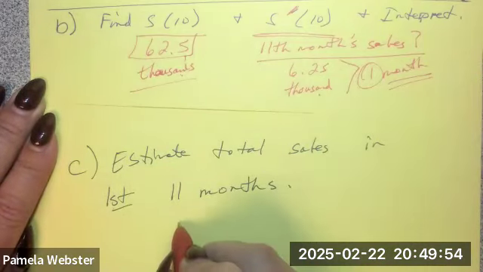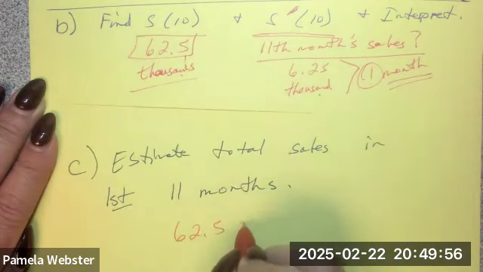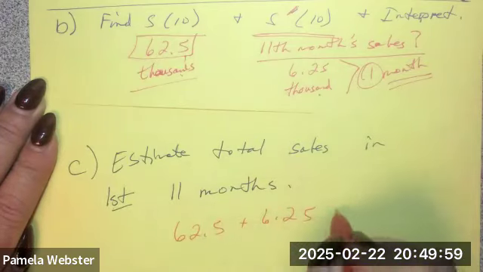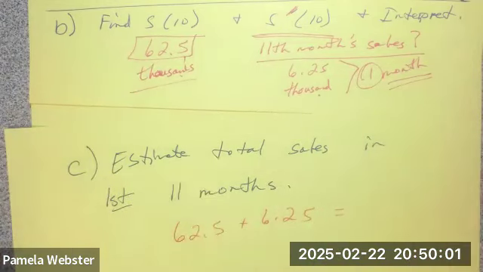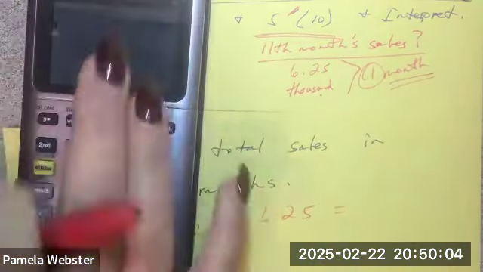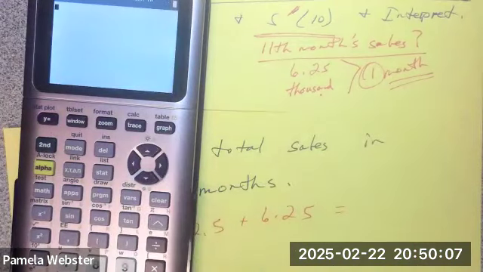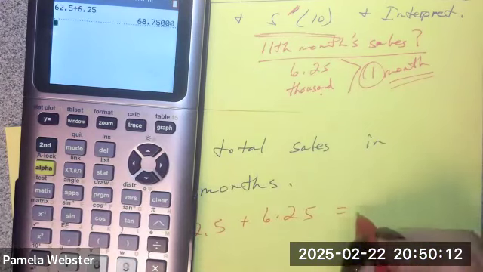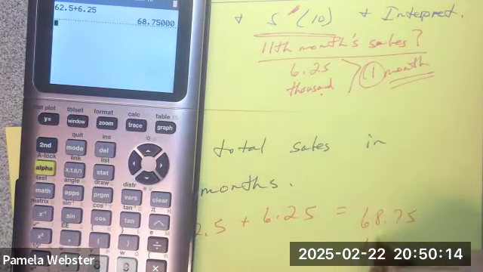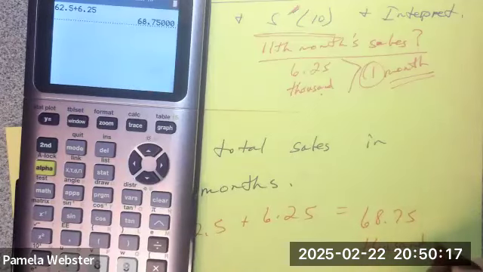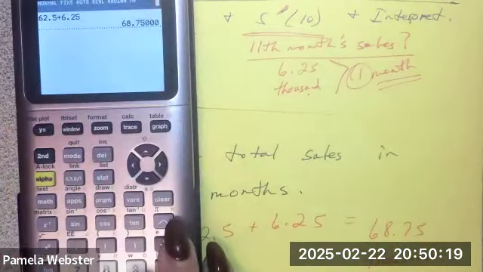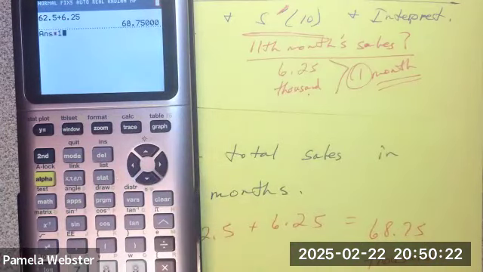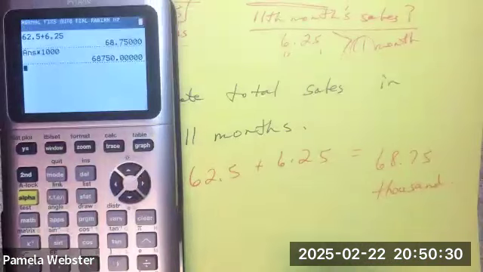So how could I get a total for the 11 months? Total just means add, right? So the first 10 months plus what we think we're going to do in the 11th month. That's going to be, let's see, 62.5 plus 6.25 is 68.75. But remember, that's thousand. So if you wanted to see that in your calculator, you could say times 1,000. It'll add 3 places on it, right?